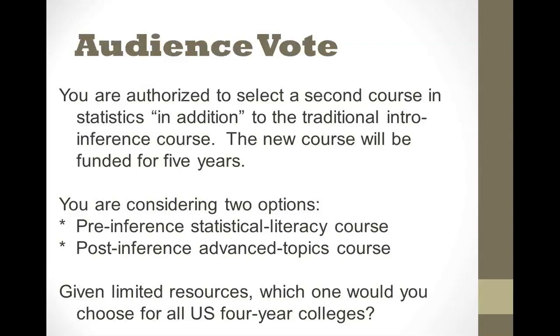And so we're working on a scenario. Say you're authorized at your school to select a second course in statistics in addition to the traditional intro inference-based course. The new course will be funded and all the resources provided for a period of time, and you're considering two options. One is a pre-inference statistical literacy course. The other is a more traditional post-inference advanced topics course. Given limited resources, which one of these two options would you choose for U.S. four-year colleges? And so we'll let you vote, and so Michelle will launch a poll, and we'll take a beginning temperature. So Michelle, can you launch that?